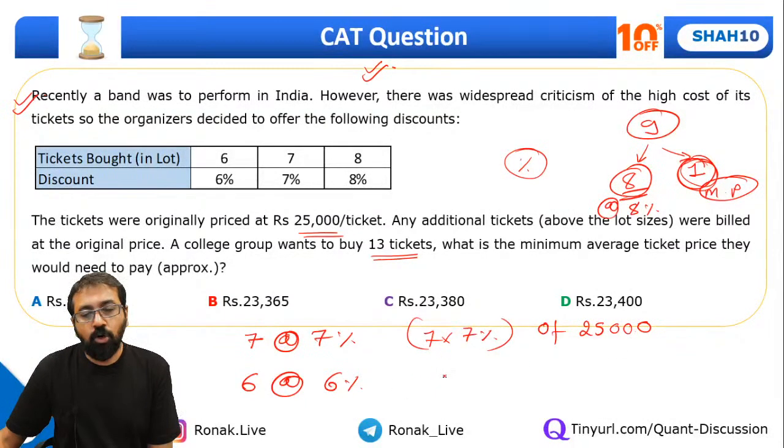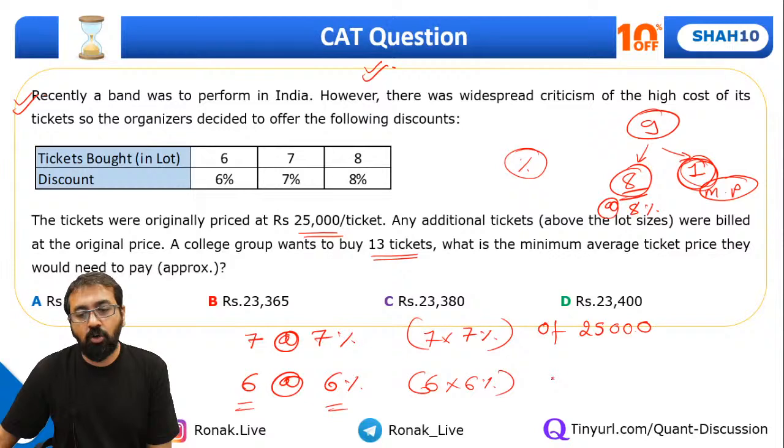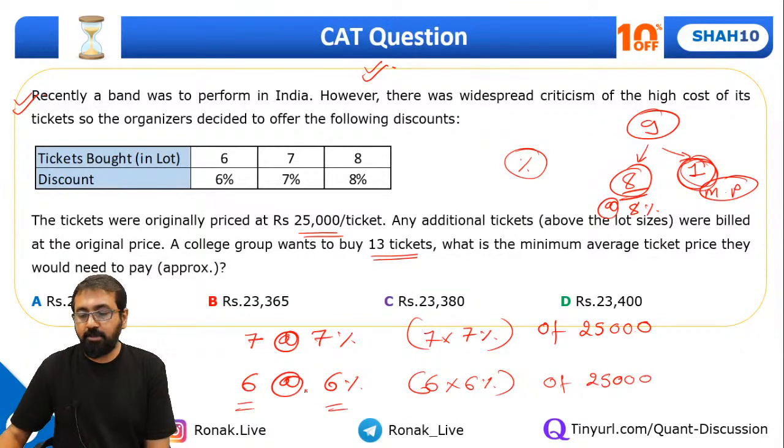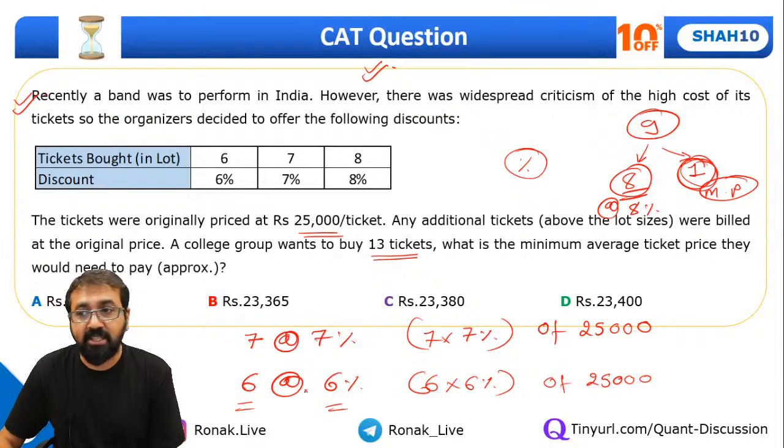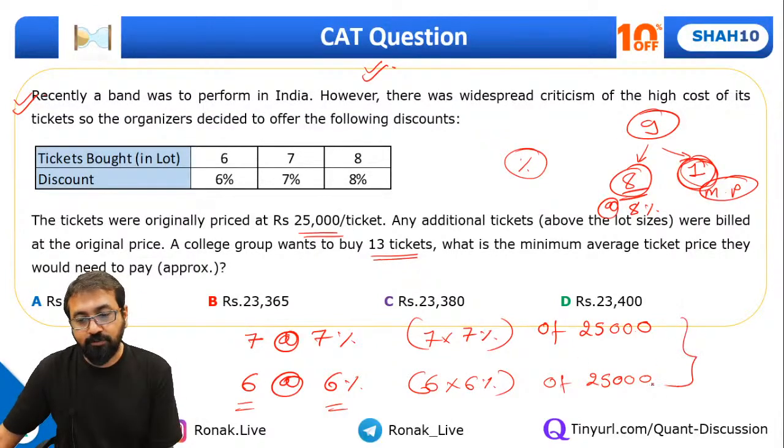Same way, what will be my total discount when I buy 6 tickets at 6%? So I'll get 6% on the first 25,000, I'll get 6% on the second 25,000 and so on. So total discount will be 6 times 6%, right, of 25,000. But guys, this is not how you should be solving this question. So let me show you another method, because this will get into lots of calculation.